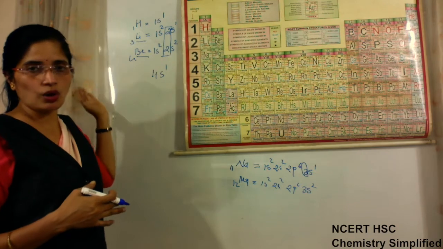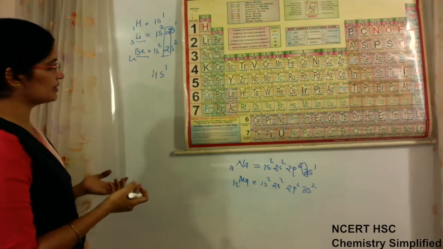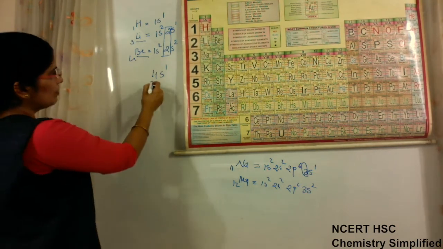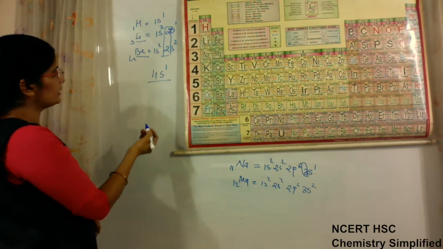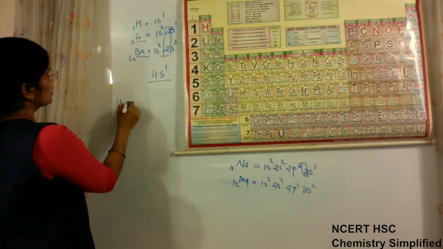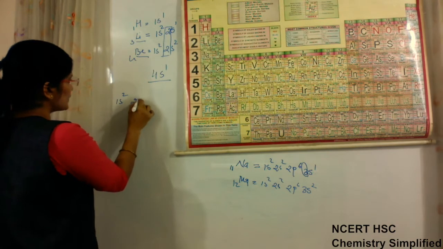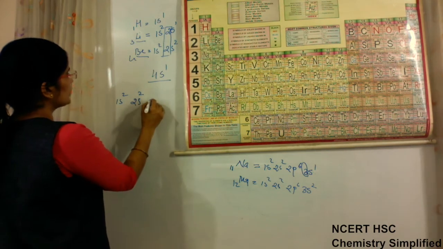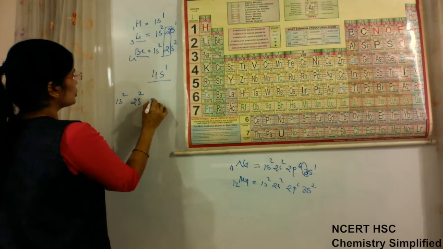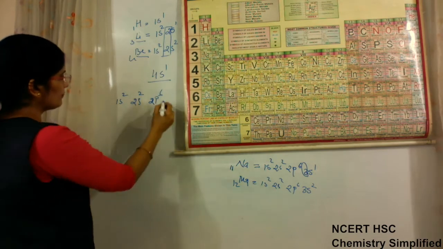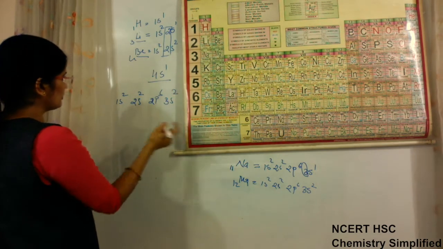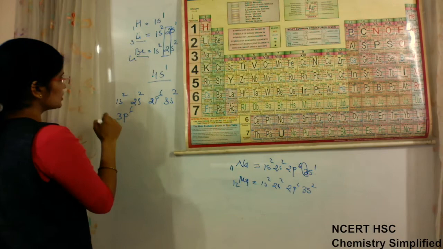If the previous all are full. Previous all means what? Before 4s, what should be filled? Before 4s, 1s2, 2s2 should be full. Then after that 2p6 should be full, 3s2 should be full, 3p6 should be full.